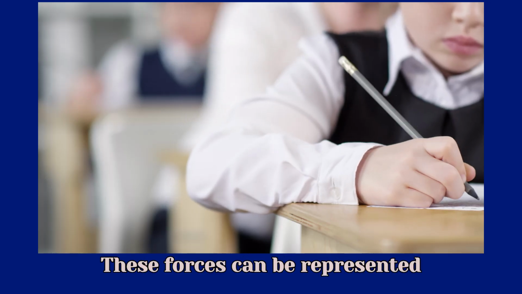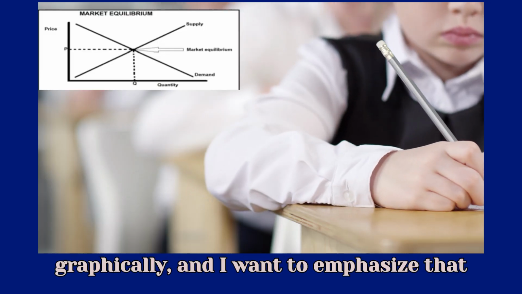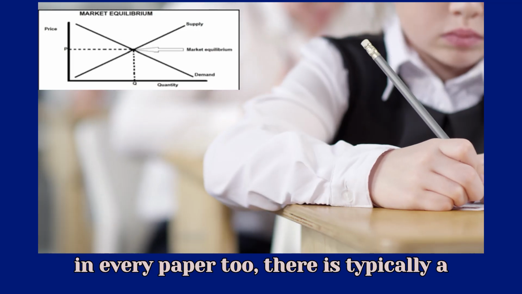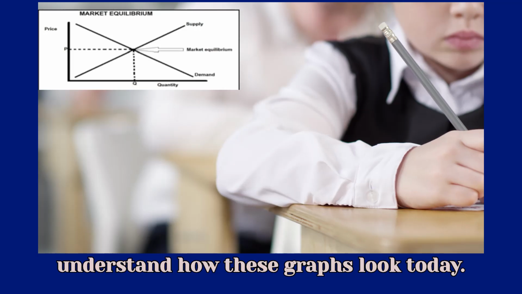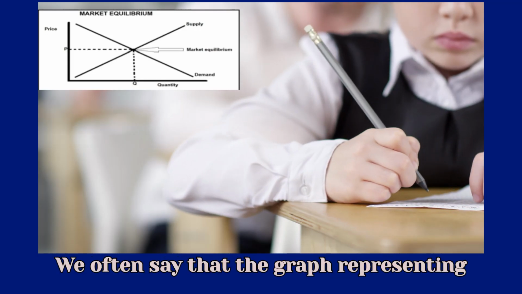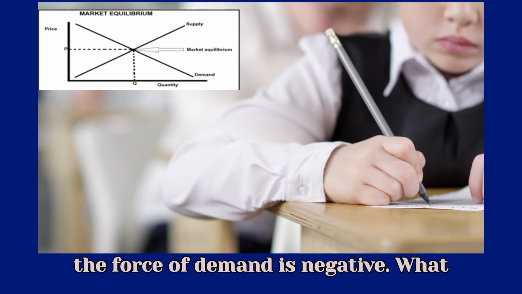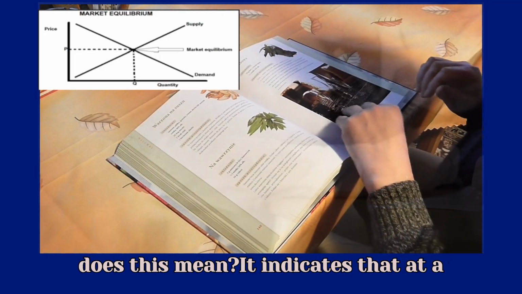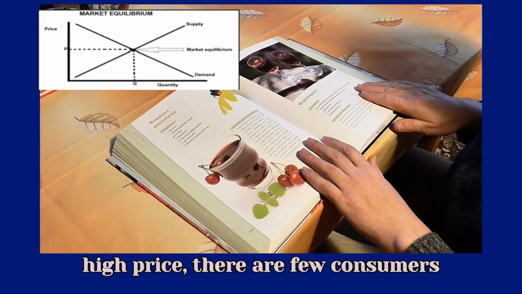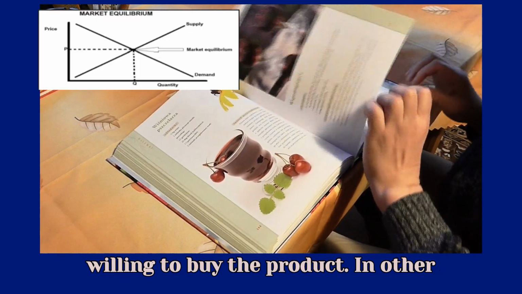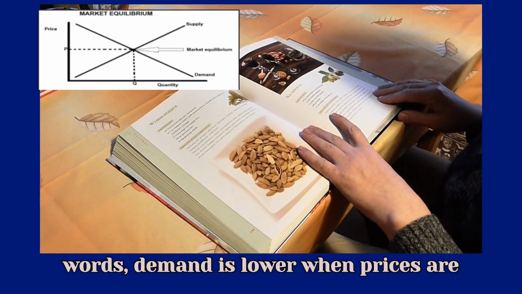These forces can be represented graphically, and I want to emphasize that in every paper too, there is typically a graph of supply and demand. We need to understand how these graphs look. We often say that the graph representing the force of demand is negative. What does this mean? It indicates that at a high price, there are few consumers willing to buy the product. In other words, demand is lower when prices are high.